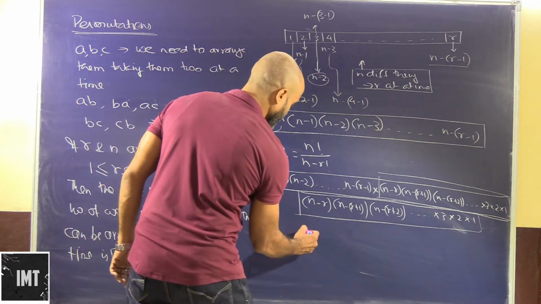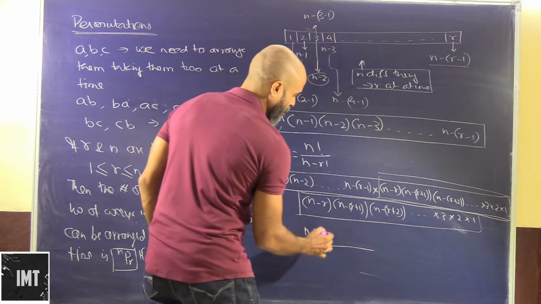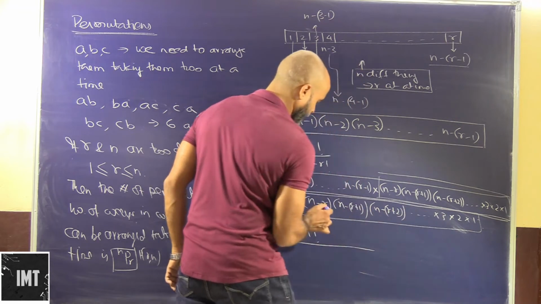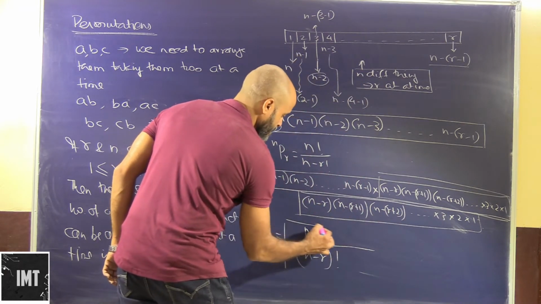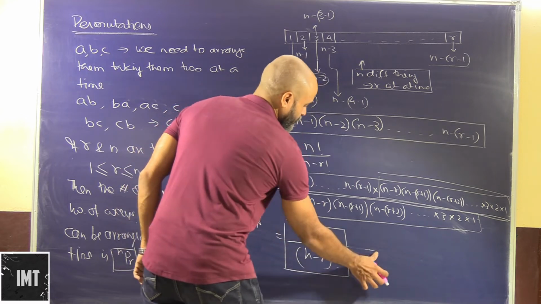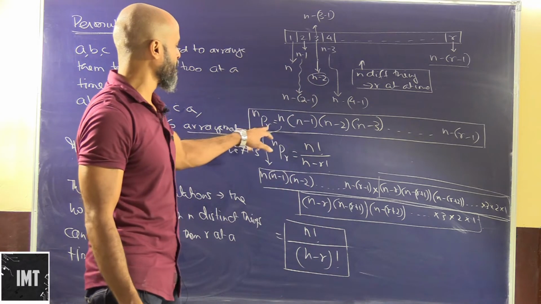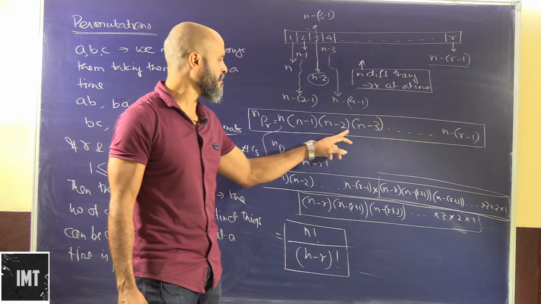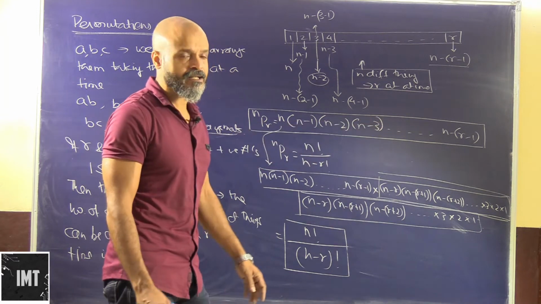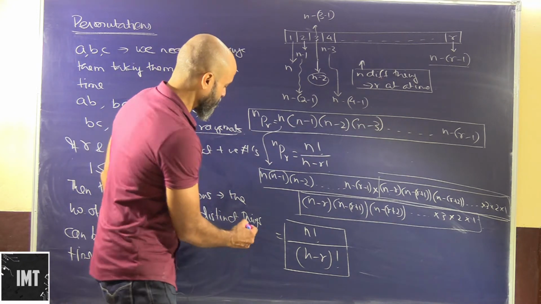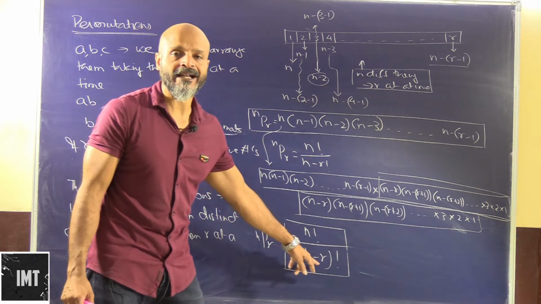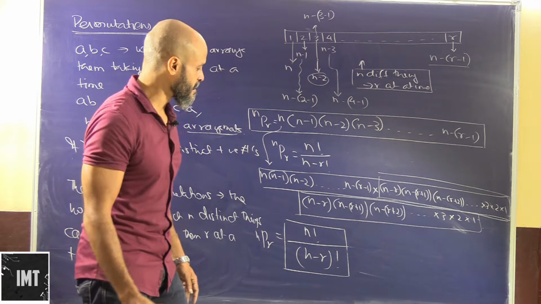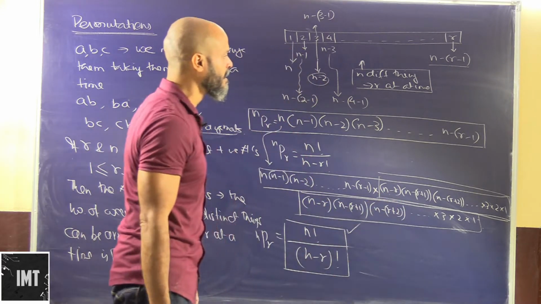So this will be factorial n upon, from 1 till n minus r, upon n minus r factorial. So this is how we can write. There are two ways of writing it. nPr can be written as n into n minus 1, n minus 2, n minus 3, till n minus r minus 1, and nPr can also be written as factorial n upon n minus r factorial. So this is the formula that we'll be using very widely.